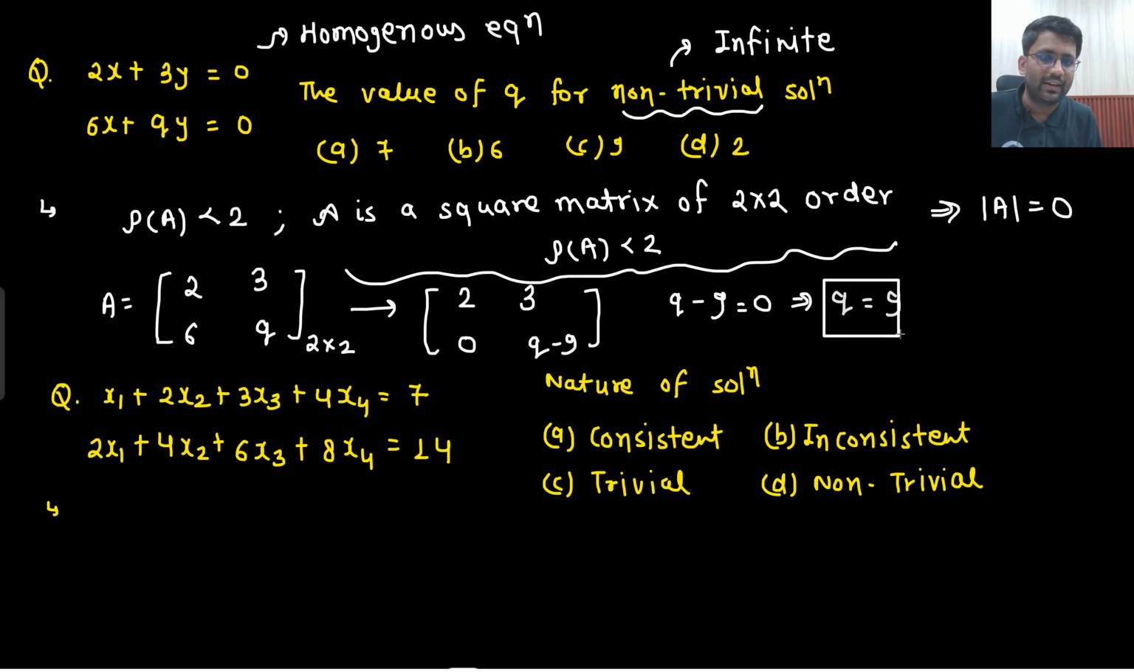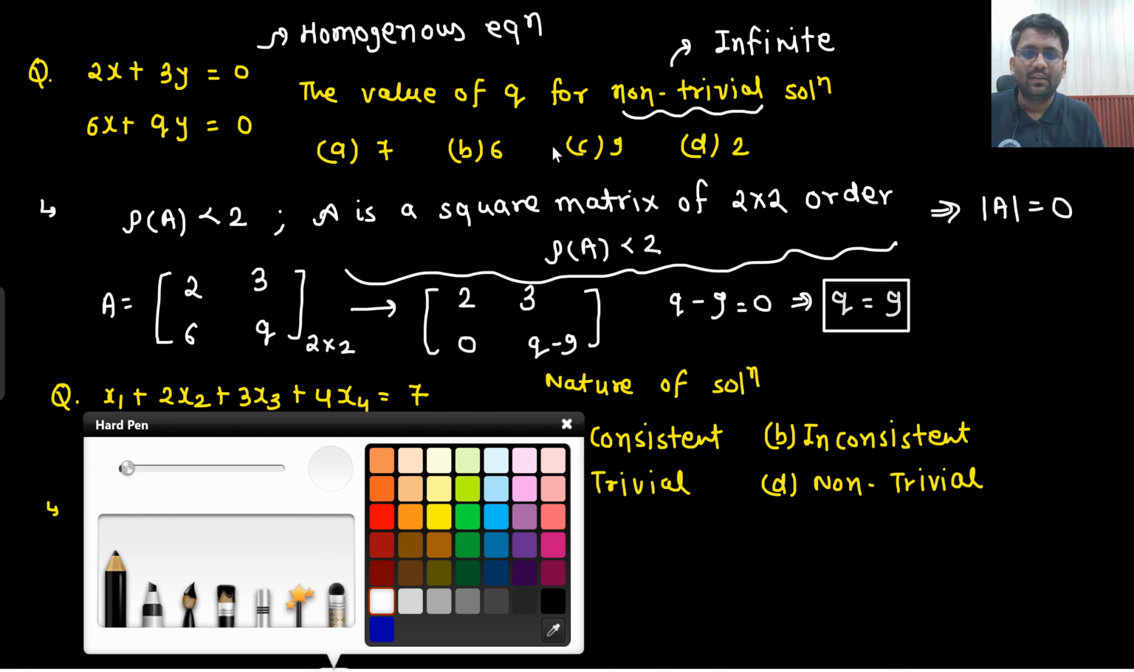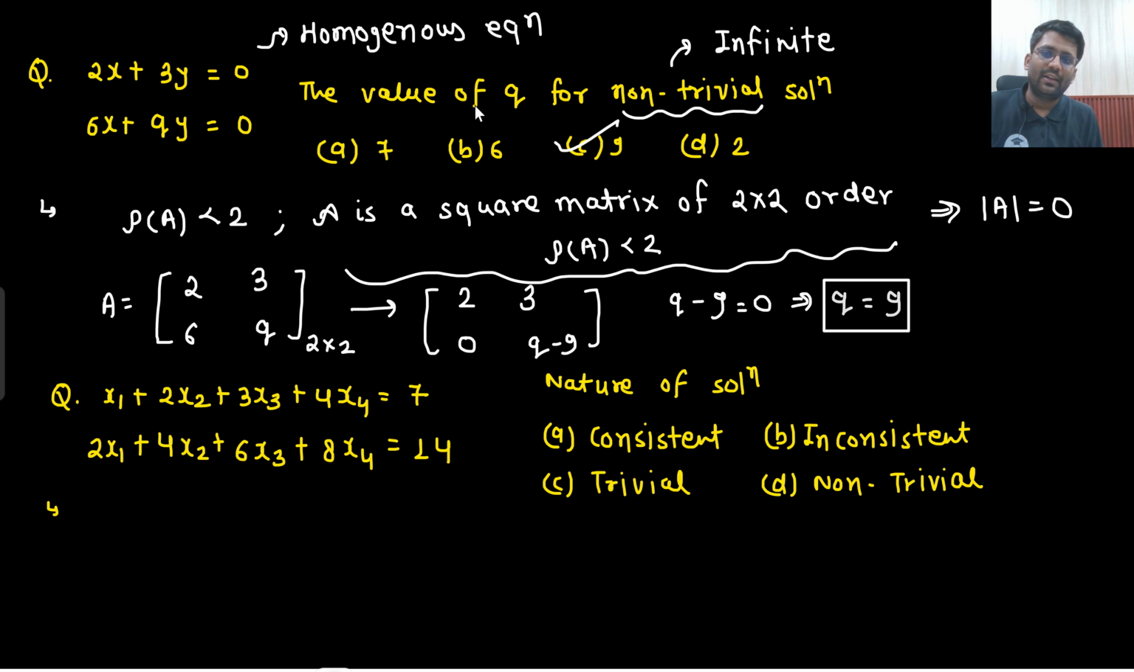But another thing I want you to notice is that you want a non-trivial, infinite solution. If you want an infinite solution, that means rank should be less than 2. Now A is a matrix of order 2 cross 2, and if rank is less than 2, that means its determinant should be 0. Do you remember that question in the last lecture? If A is reversible or if A is non-reversible. If A is non-reversible, then rank of A is less than n. It could be anything: n minus 1, n minus 2, n minus 7, 2, 1, whatever it is.